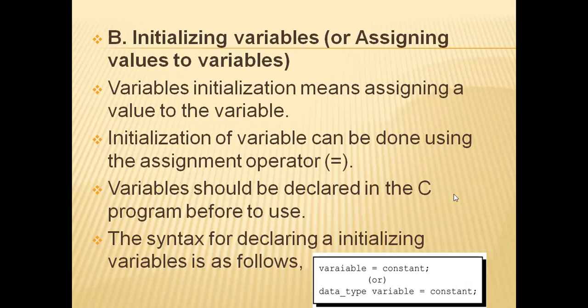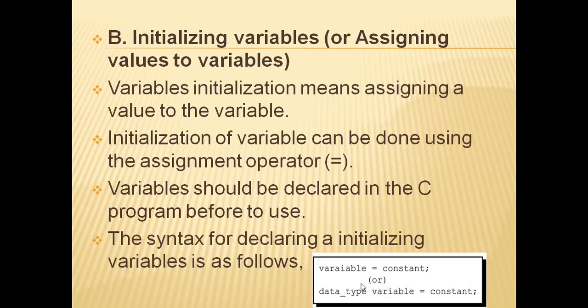A variable should be declared in the C program before it is used. See, before you use the variable, you should declare the variable. The syntax for declaring an initialized variable is shown here: variable is equal to constant, a constant value is assigned to the variable. This can also be written as data type space variable is equal to constant, a constant value is assigned to the variable of this data type. This is initializing a value to the variable. We are initializing some constant value to this variable, and this variable can be of any data type.